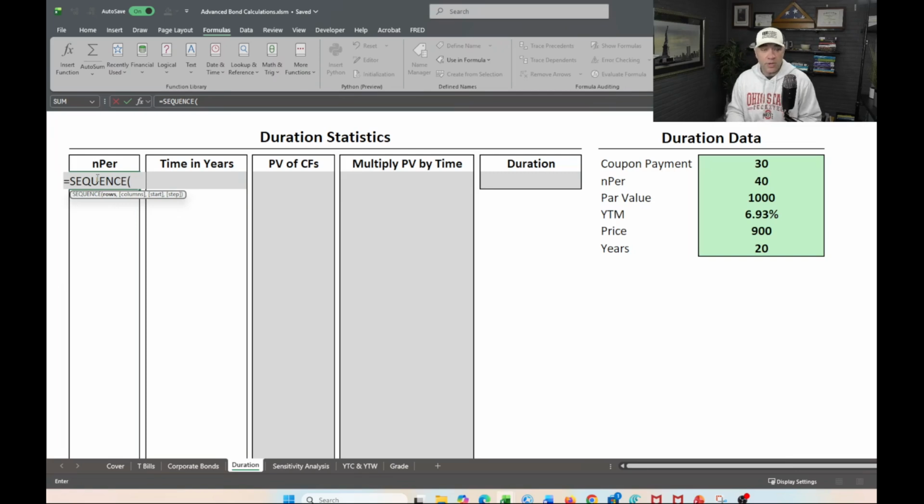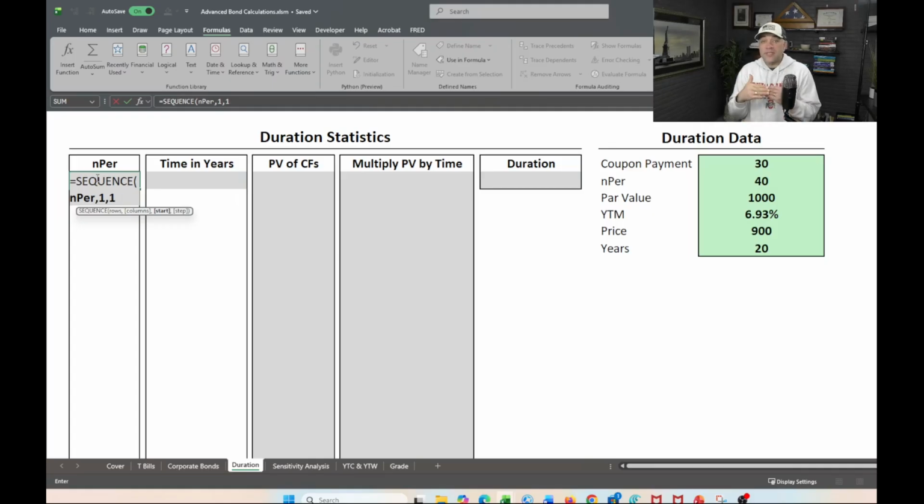So we want to know sequence. The first thing is rows. Well, rows are going to be our NPER. So I'm going to type in NPER. So rows is going to be the 40. That's going to be 40 rows. And then next I'm going to hit comma. It's asking for columns, one column, right? Comma. The next is when does it start? Now, this is important when it comes to the yield to worst. We're going to calculate that. But it's going to start at the first time. So we're just going to hit 1.